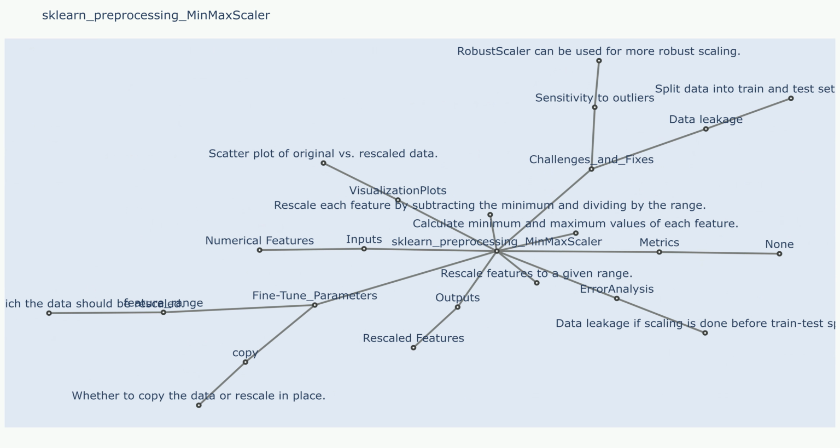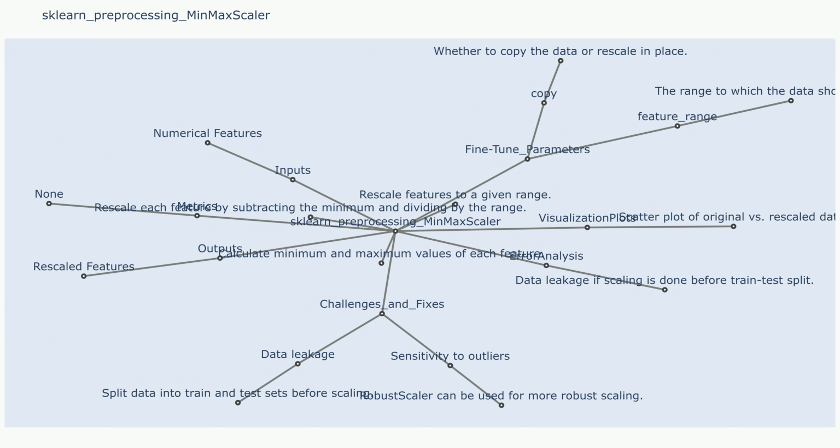Visualization plots. Visualization plot 1. Explain in detail. Box plots or histograms can be used to visualize the distribution of features before and after scaling with min-max scaler. This can help assess the impact of the scaling on the data.